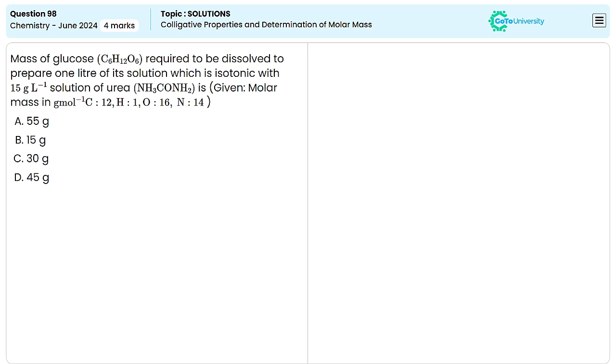It is given in this question, 1 liter of glucose solution is isotonic with 15 gram per liter solution of urea. We have to find out the mass of glucose required to produce this 1 liter solution. Isotonic solutions means both the solutions have same osmotic pressure.